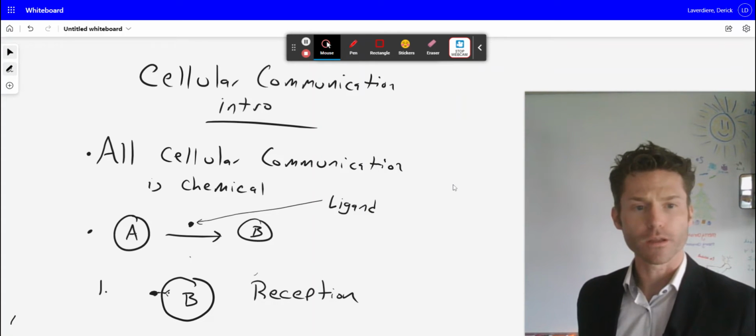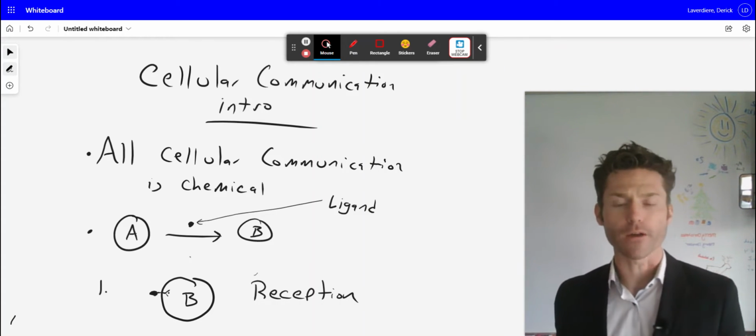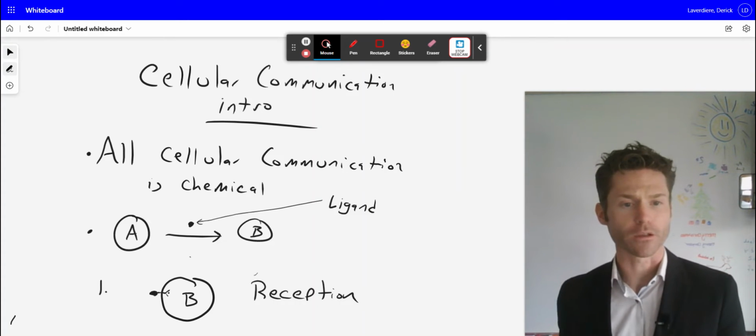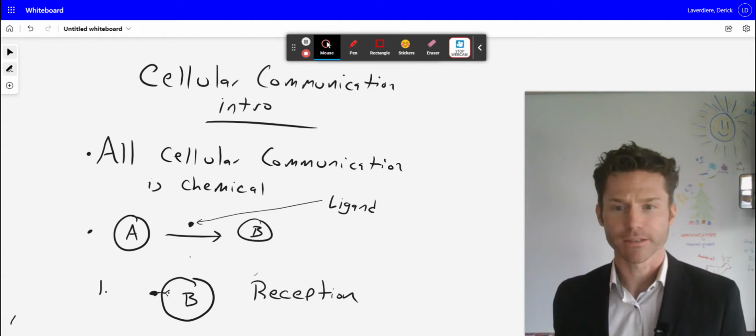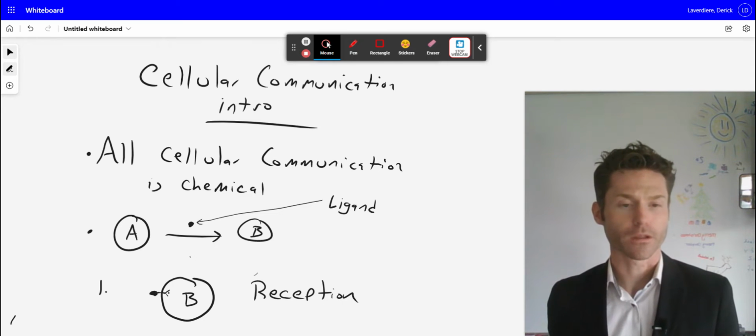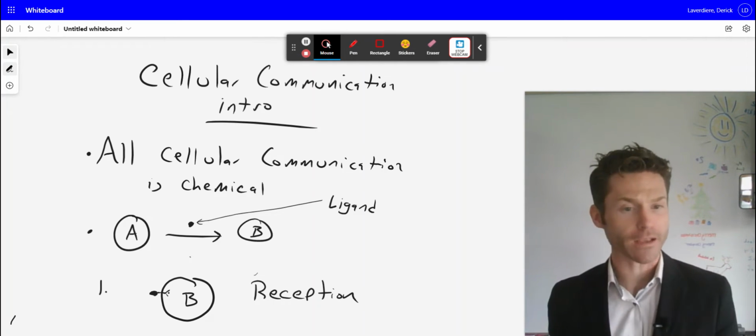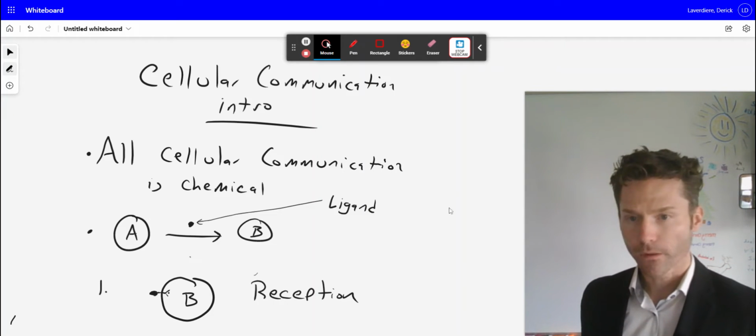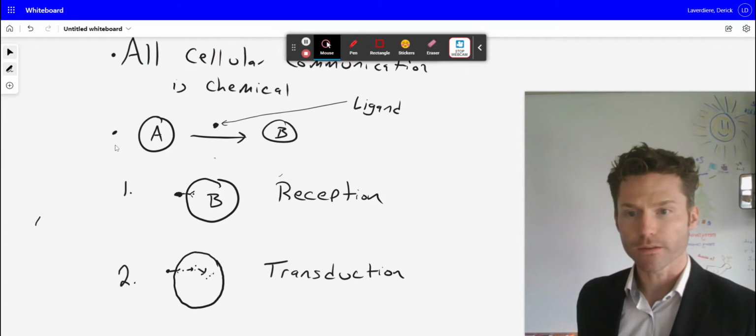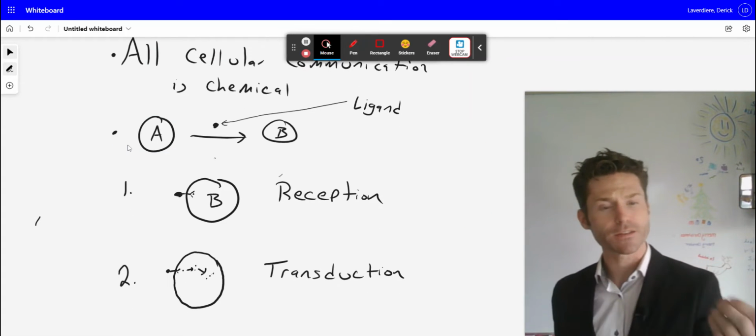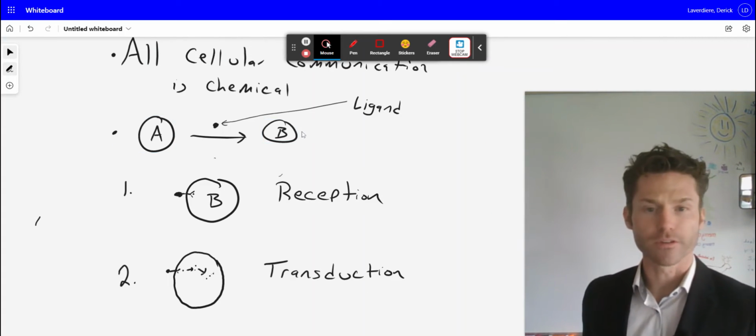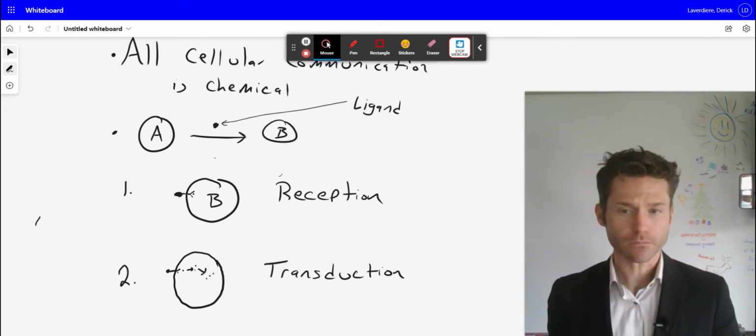So it's important to start off with the fact that all cellular communication at its heart is chemical in nature. Basically, we just have cells passing chemicals from one cell to the next in order to trigger some kind of response. And so we have our initial cell who will be sending the signal, and we have our cell who will be receiving the signal.